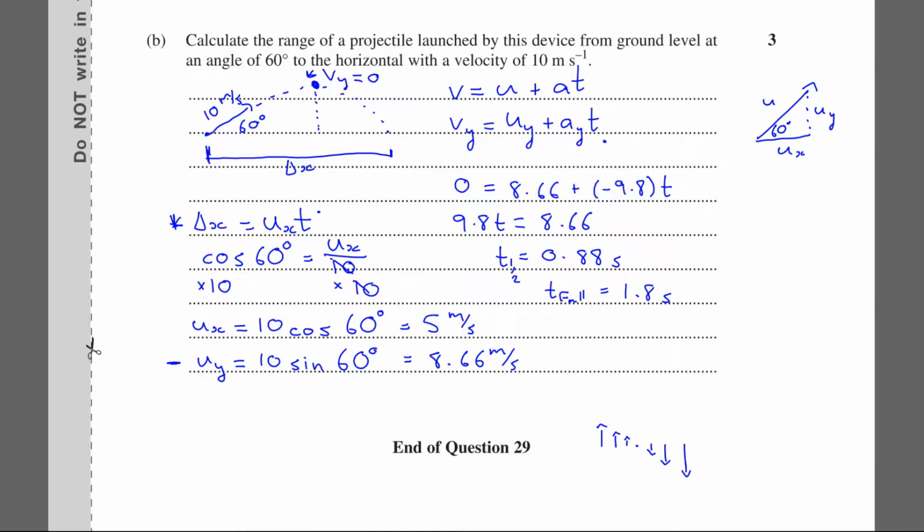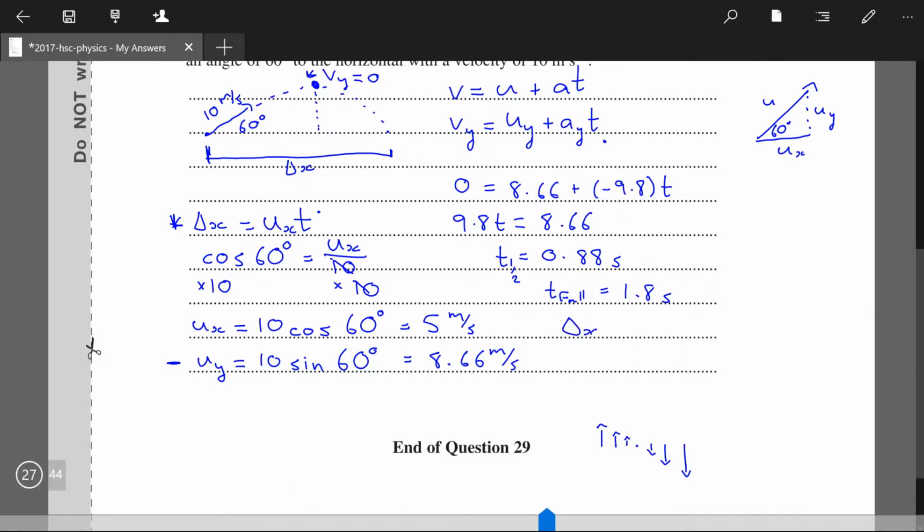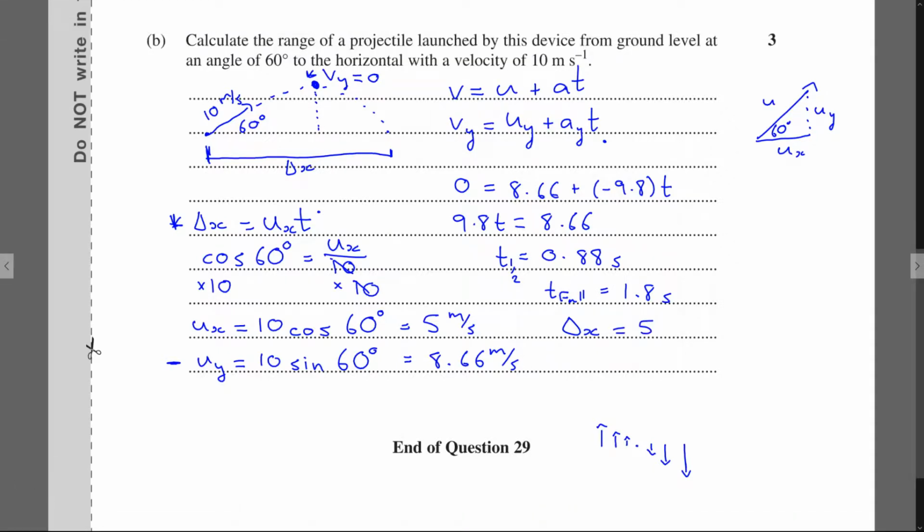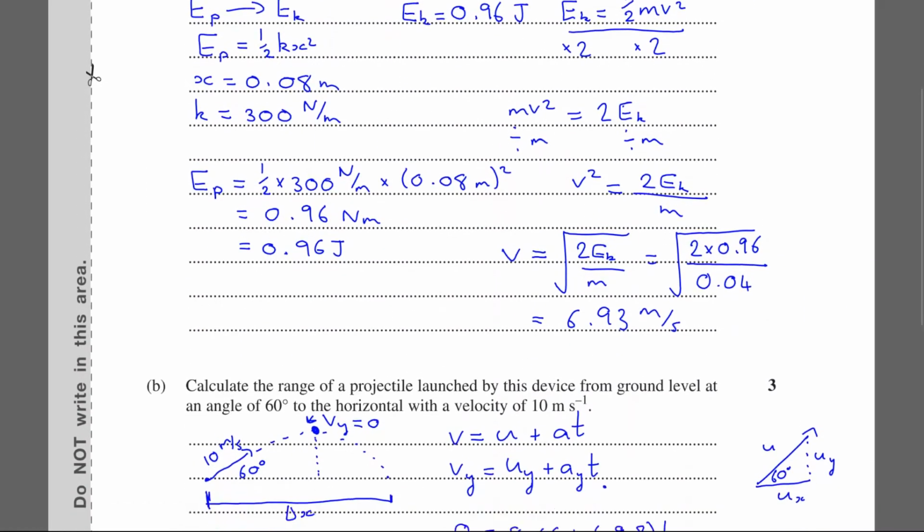Cool. So now I've got t full equals 1.8 seconds, and if I sub that into my original equation for range, I get delta x equals 5 meters per second, which is my ux, times 1.8 seconds, which gives 8.8 meters. Cool. So we just worked out the range of this projectile is 8.8 meters. And that's a pretty standard projectile motion question, which you'll find in most HSC papers, I think, or at least practice ones. So that was question 29.